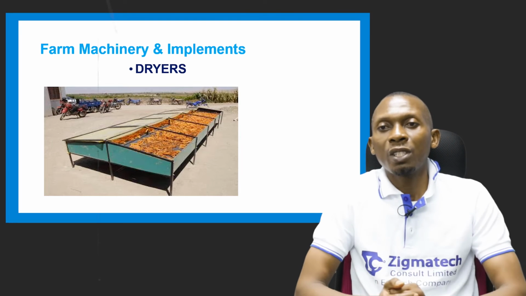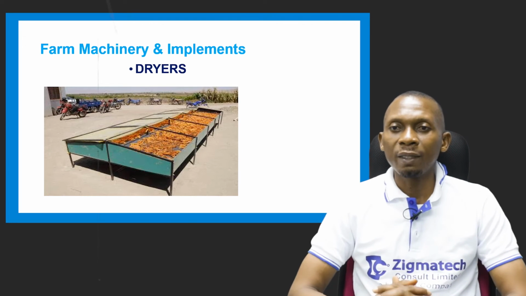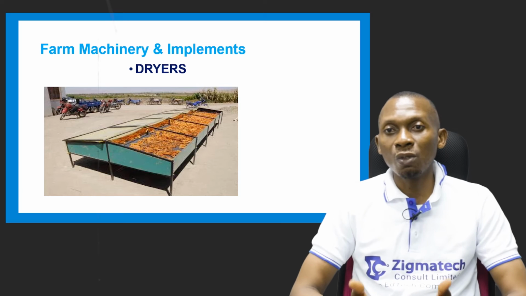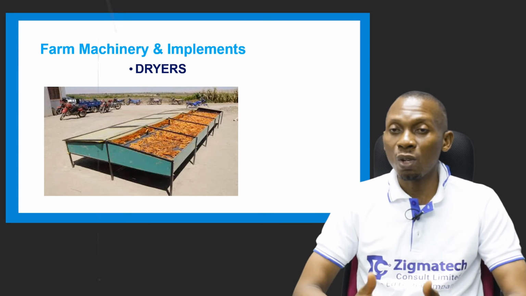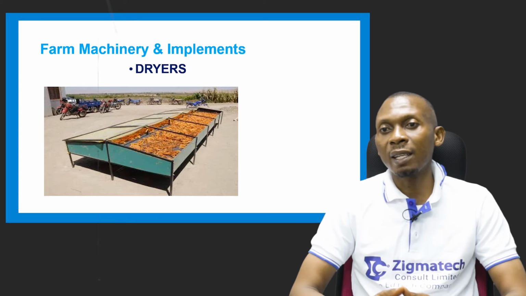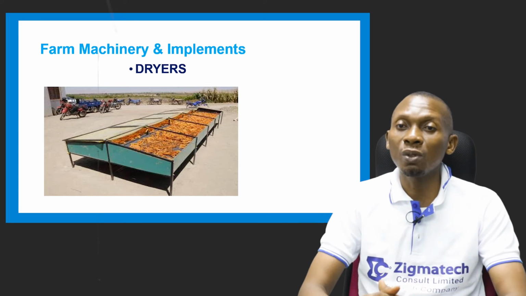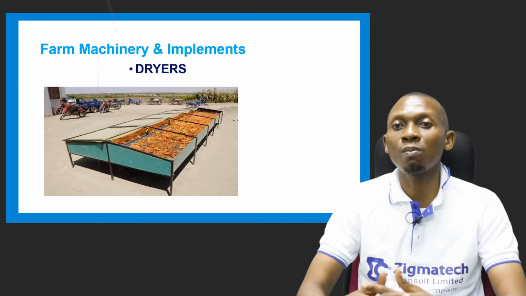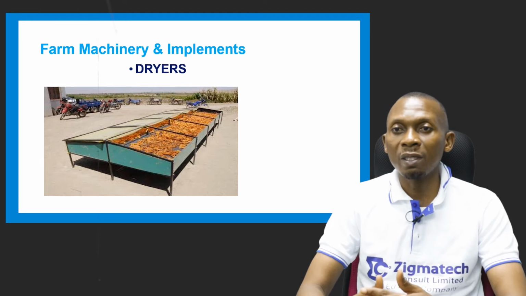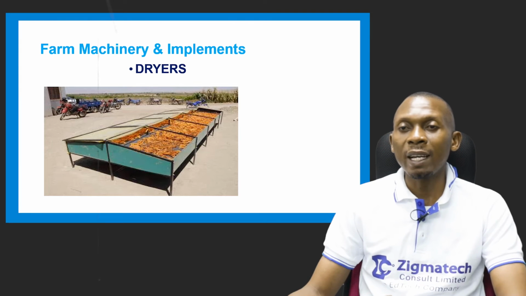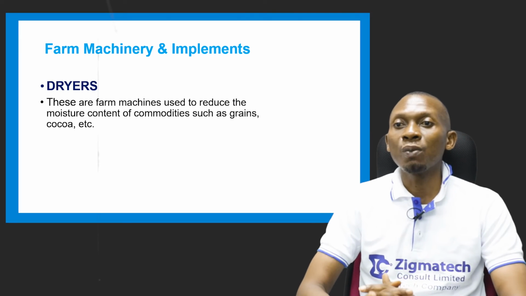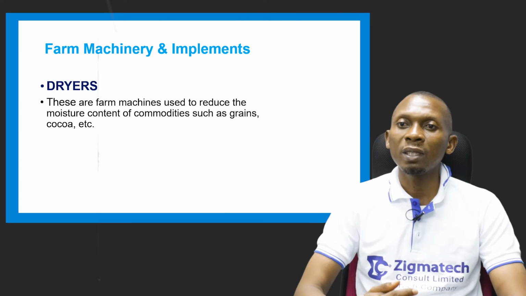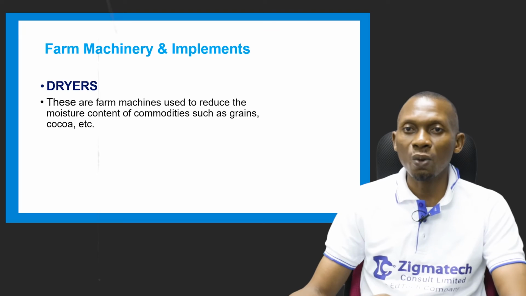The next farm machinery we'll be looking at is called the dryer. Now, from the name dryers, you know that farm produce has moisture, water in them. So this moisture content has to be reduced in order to ensure that they are properly stored and preserved for future use. So the dryers can help us to reduce the moisture content. These are farm machines which are used to reduce the moisture content of commodities such as grains and cocoa.